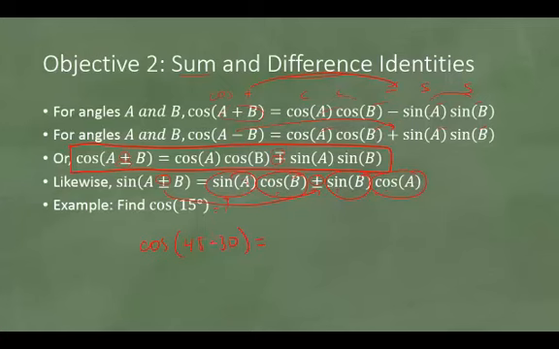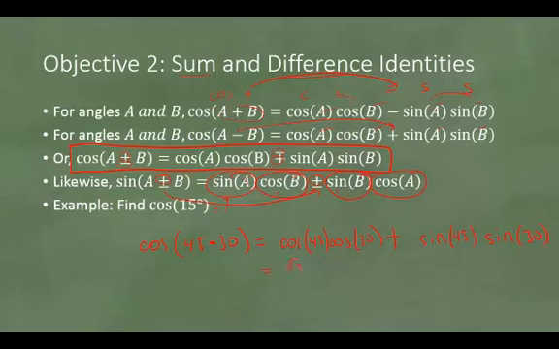So remember, it says minus here, so for cosine we're going to have a plus. And it's cosine, cosine, sine, sine. And now we're just going to put those values there. 45, 30, 45, 30.